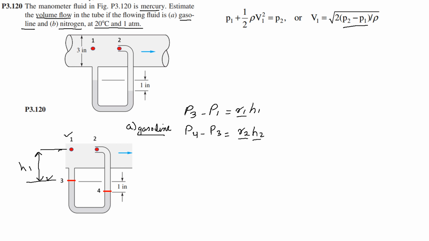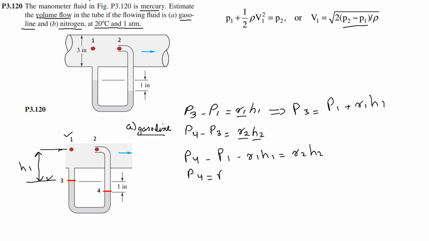So what we are going to do is find the value of P3 from here, P1 plus gamma 1 H1, and put this P3 here. So P4 minus P1 minus gamma 1 H1 is equal to gamma 2 H2, and P4 will be equal to P1 plus, sorry, this will be transferred to the right hand side, gamma 1 H1 plus gamma 2 H2.